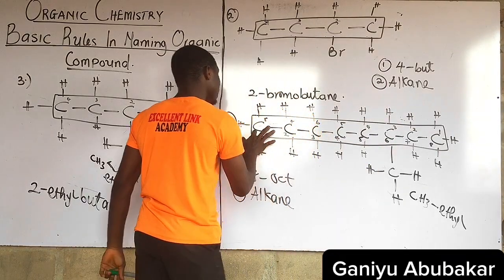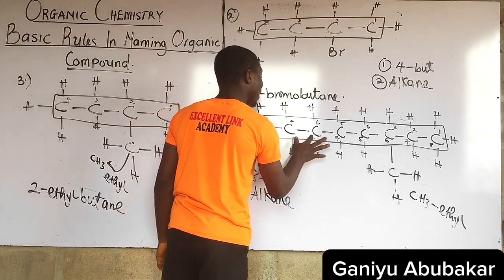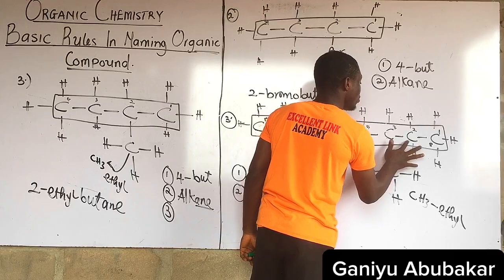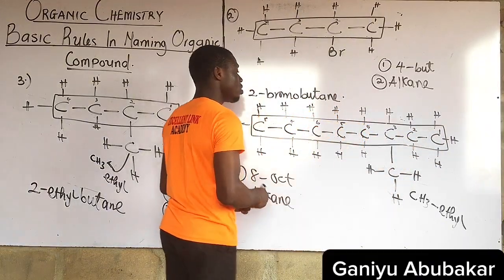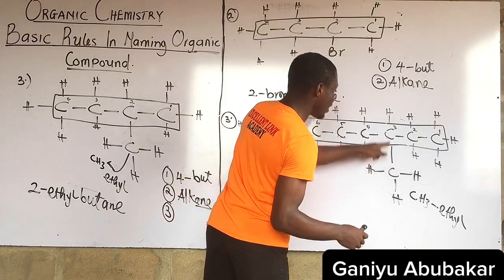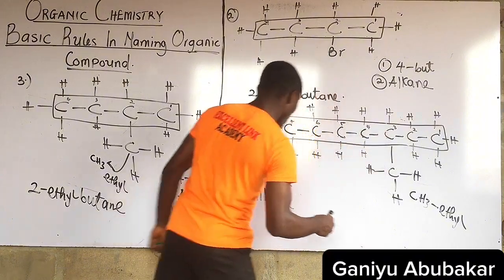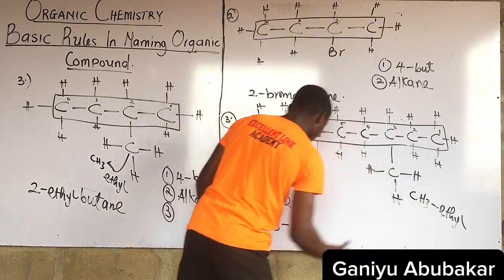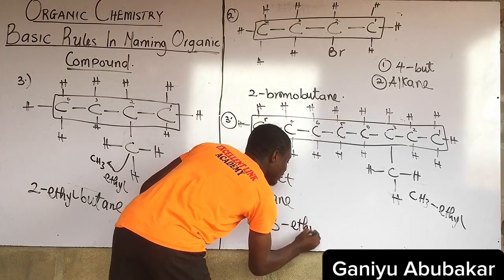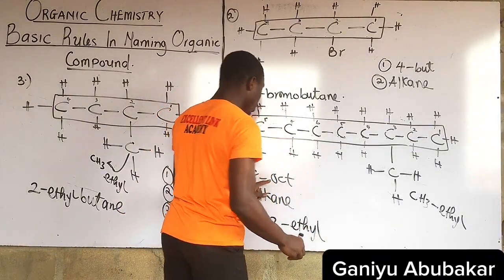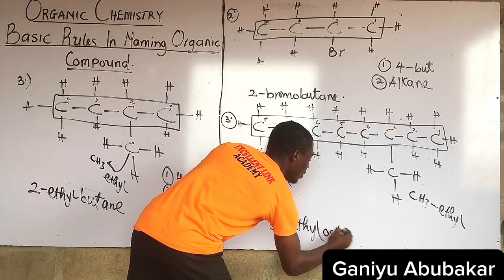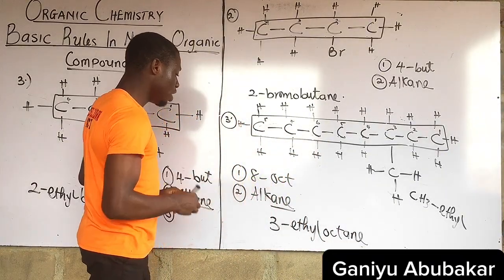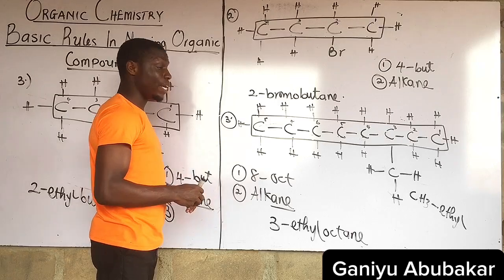So I'll discard or perhaps eliminate my upper numbering. So I will go with what? The lower numbering. From my lower numbering, the ethyl is attached to carbon 3. So this becomes 3 what? One substituent, ethyl. 3-ethyl. Then the functional group there, octane. Alkane, octane. So this compound is called 3-ethyloctane.